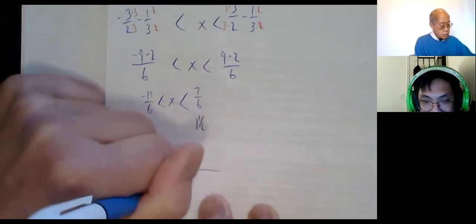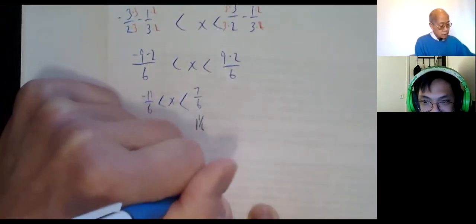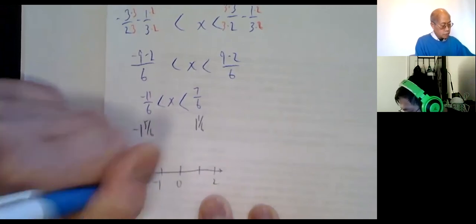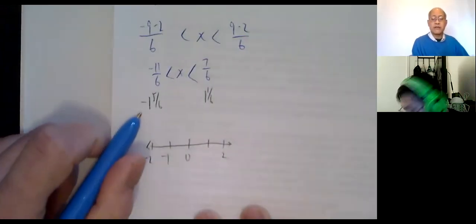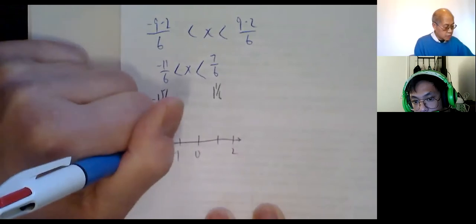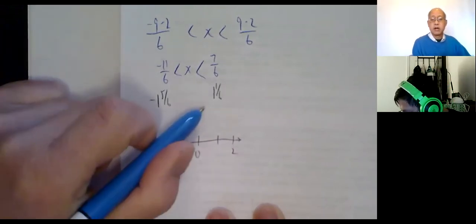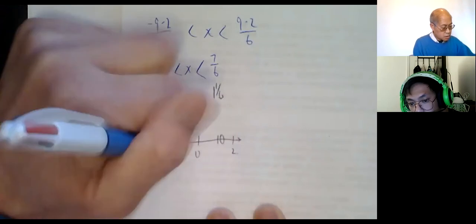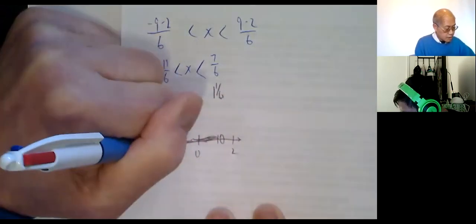That's kind of confusing. So 1, 2, negative 1, negative 2. So negative 1 and 5/6, that's almost at negative 2. So I would put it over here. 1 and 1/6, that's just a little bit more than 1. So I would go something like that.